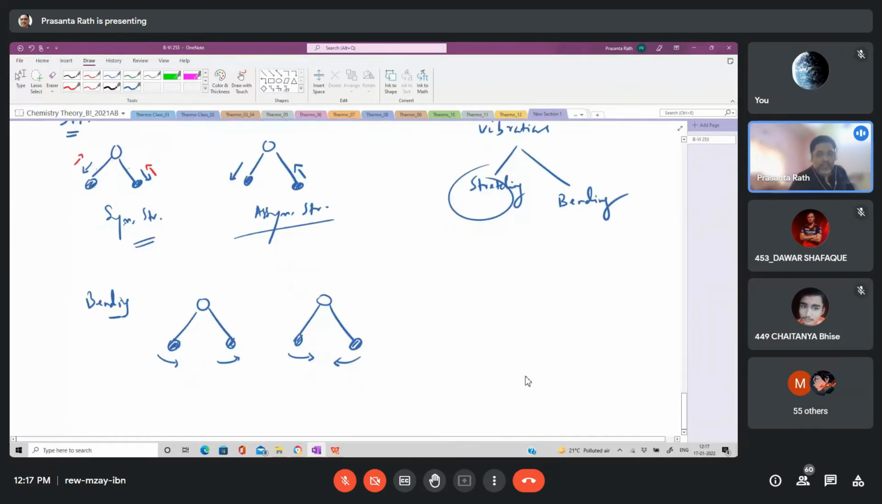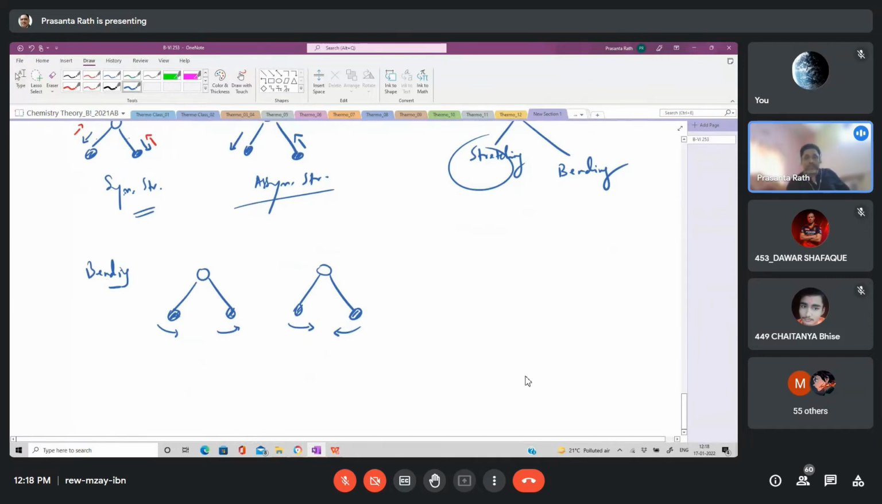These are some of the possibilities I'm trying to explore with 3 atoms, 2 bonds. And interestingly, these two are in plane. We are not disturbing from the plane. We are not taking the atoms from the plane. Similarly, we can have a bending vibration like this.